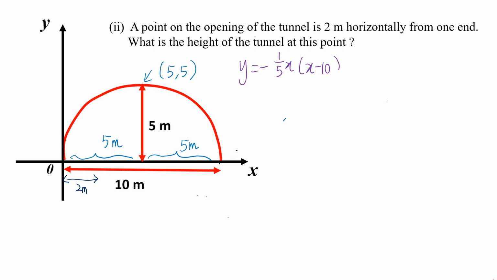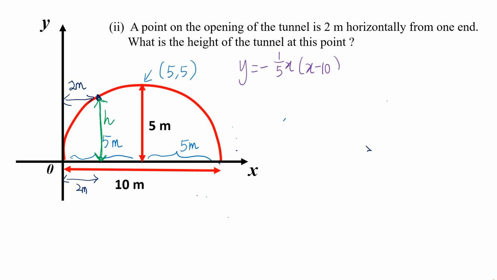And we have a point here, which is 2 meters. Right. And the question asked, what is the height of the tunnel at this point? So what the question requires you to find will be this value here. This is the one that you're asked to find.